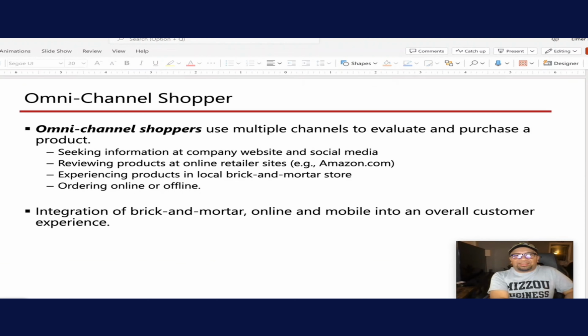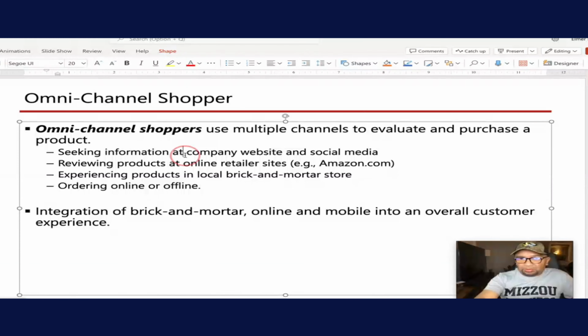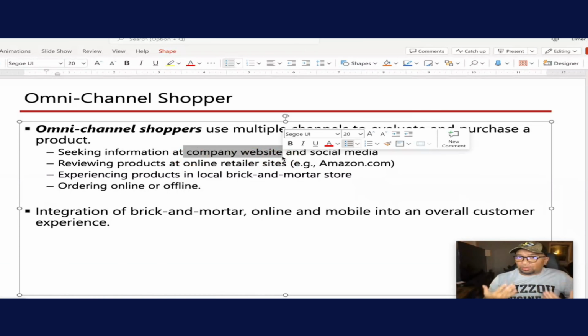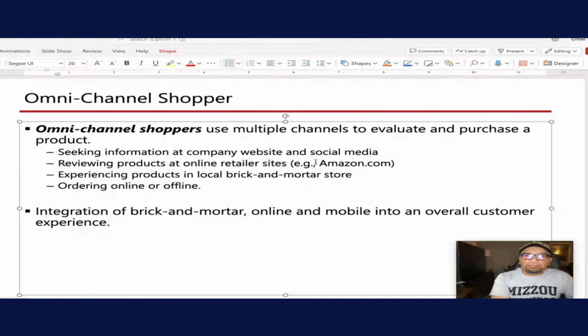Next topic is omni-channel shopping. So this is related to the concept of how shoppers use multiple channels to evaluate and purchase a product. So they would look at a website. Remember what I said earlier, right? That's why websites are important. Okay. And then they're also going to look at social media. And then going back online, there might be places where there are reviews of the products.